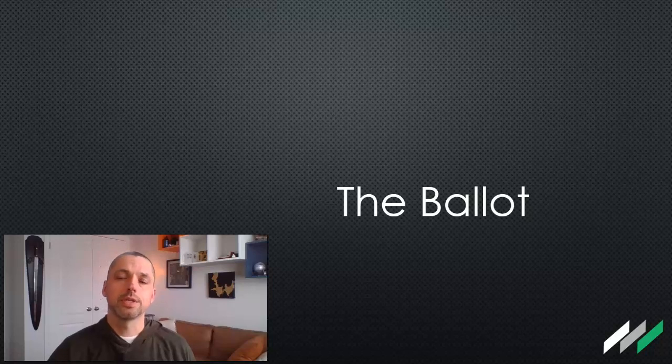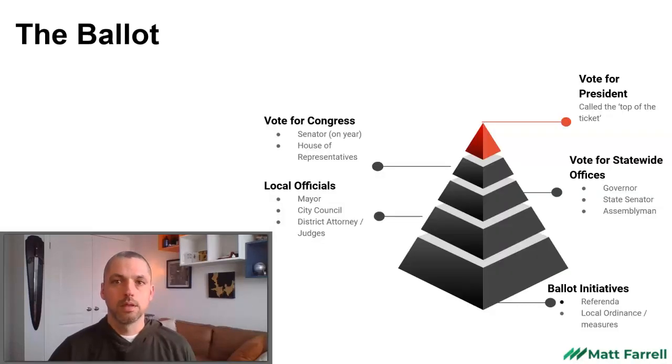In this video, we're going to talk about the ballot. The fundamental part of any electoral system is the ballot design. And in the United States, the ballot looks different in every single county. Why is that? Well, on election day in presidential election years, you aren't just voting for the president.